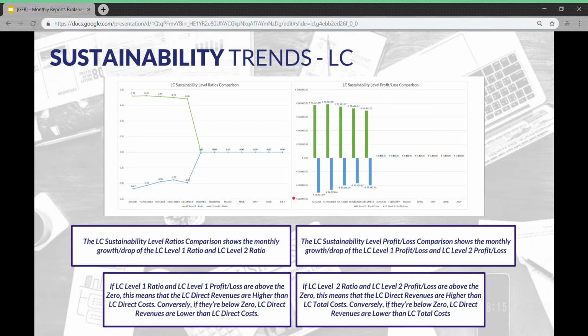Now, if the LC level 1 ratio and the profit loss itself are above 0, that means the direct revenues are higher than the direct cost. Conversely, if it's below 0, then that means revenues are lower than the cost. If level 2 shows that it is higher than 0, that means LC direct revenues are higher than the LC total cost. Conversely, if they are below 0, then that means LC direct revenues are lower than LC total cost.